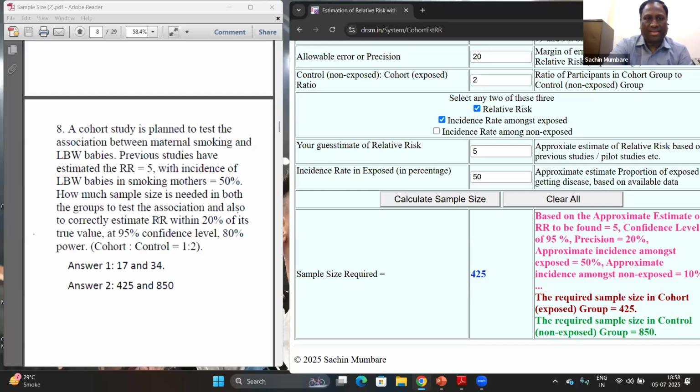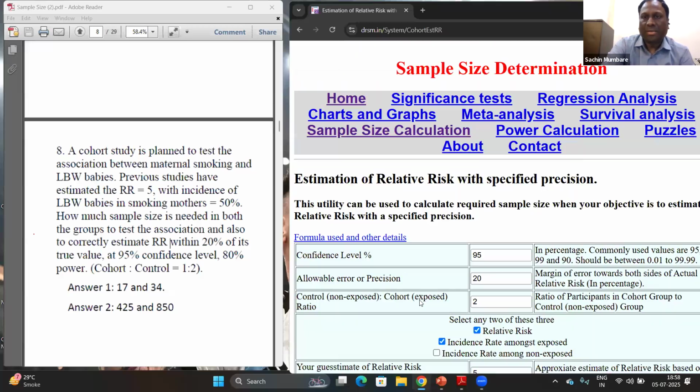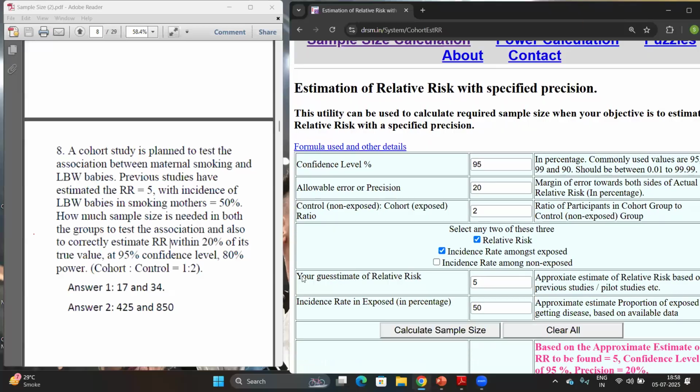Now the software has given the required sample size for the cohort group as well as the control group. Can you see here? So why is it like that? Because our ratio is 1:2. You got the point? Yes, sir. Now, what is the other objective?